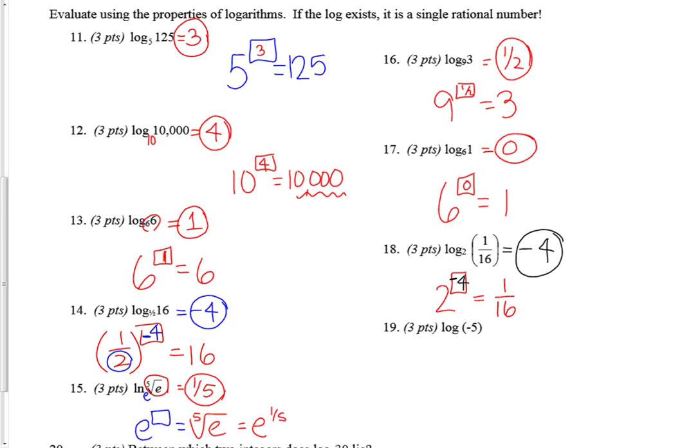The last one, number 19, is the log of -5. We cannot take the log of a negative number. This means 10 to what power gives me -5. There's nothing I could put in this exponent that would ever turn the 10 negative, so this does not exist.